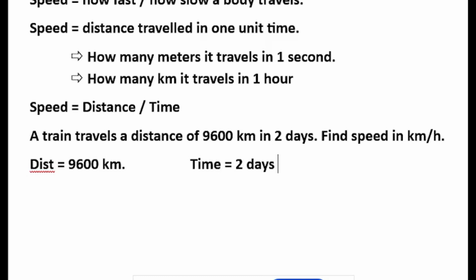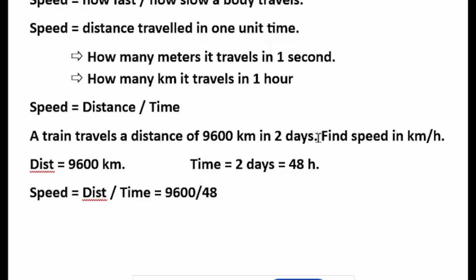So 2 days should be changed to how many hours? 1 day equal to how many hours? 24. So 2 will be 48. So 2 days will be 48 hours. So speed will be given by distance by time, that will be equal to 9600 divided by 48.